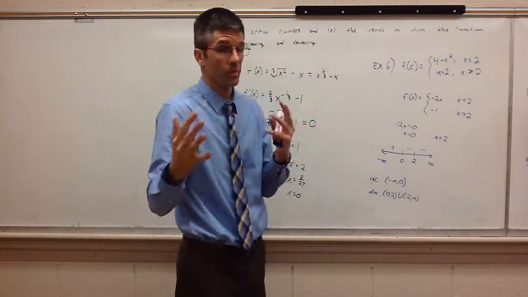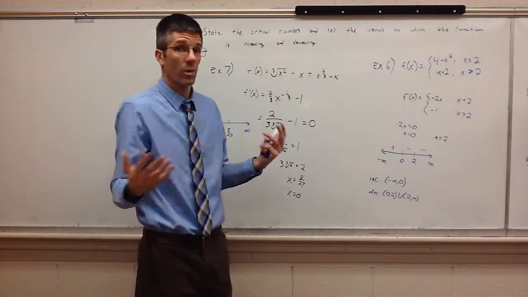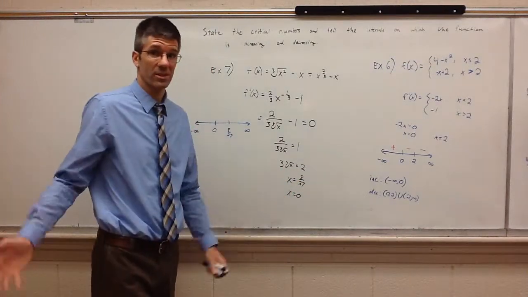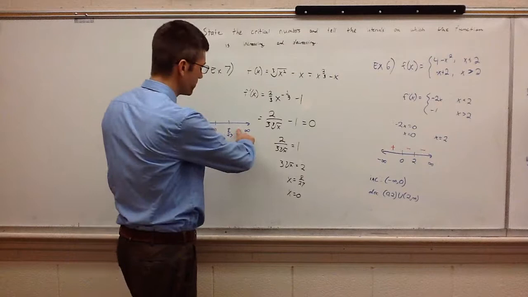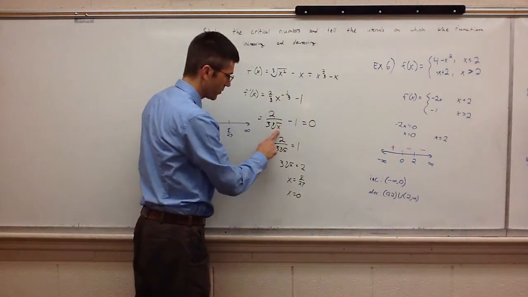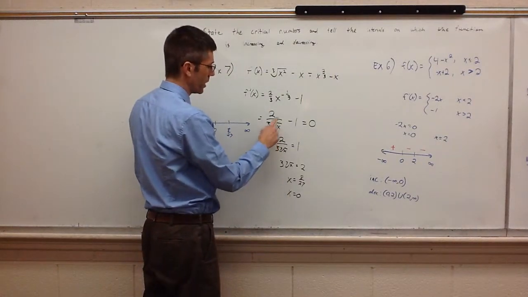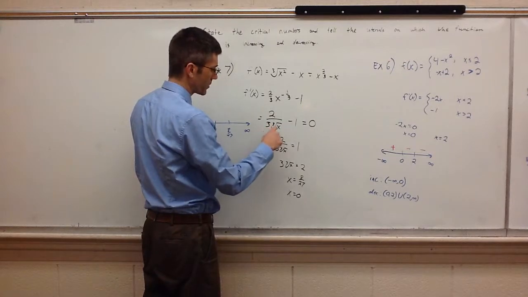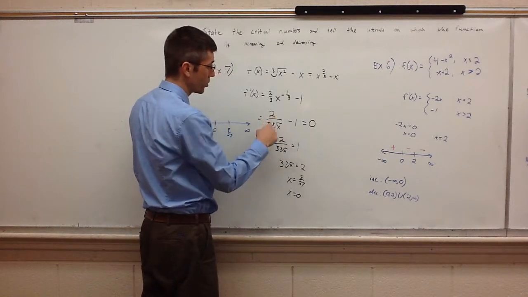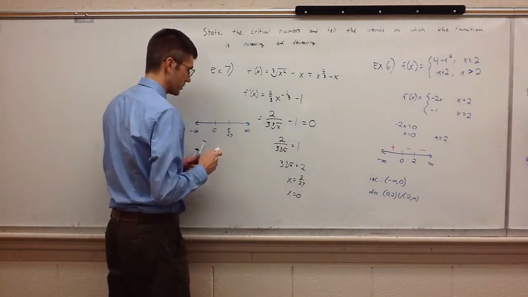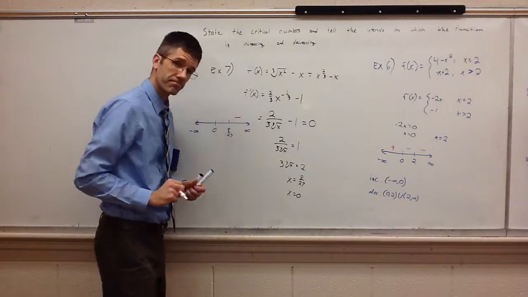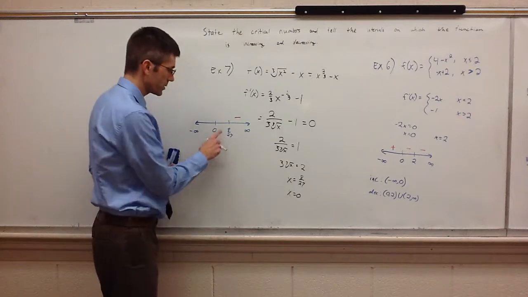plug that into the original. All right, so if you're stuck on, well, where do I plug it in? What do you want to know? I want to know if it's increasing or decreasing. Sounds like the derivative to me. Okay, plug a 1 into the derivative. If you plug the 1 in here, the cube root of 1 is 1. 2 over 3 times 1 minus 1. 2/3 minus 1 is negative. Good? Oops, sorry. Okay, that's a mess in there.